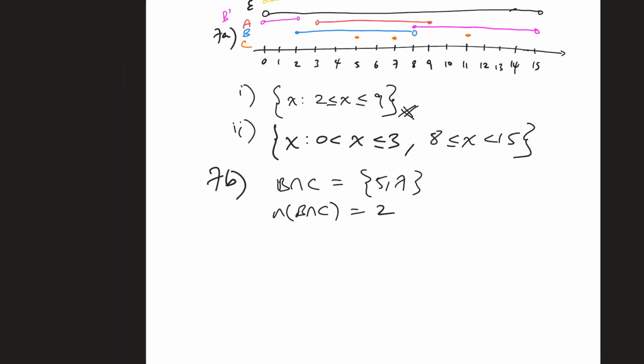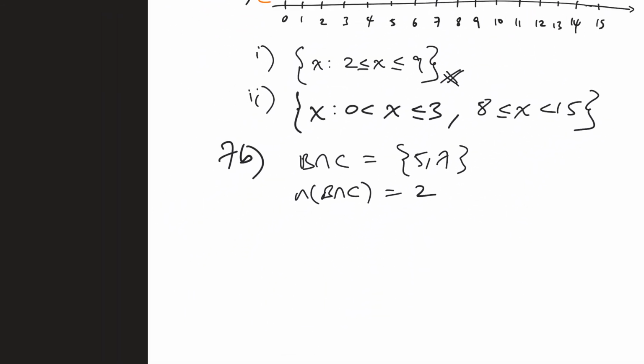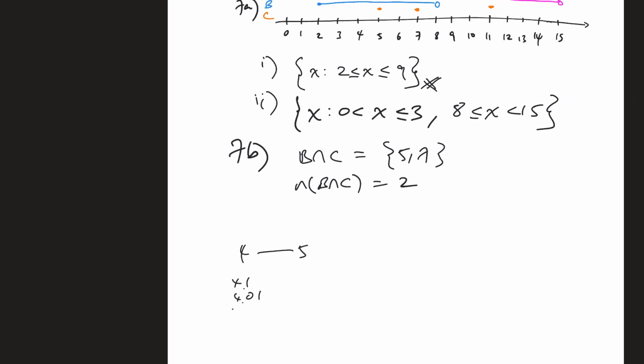And this is just bonus, okay? And if you're done with this question, you can move on. But I just want to say, how many numbers are between 4 and 5? You have 4.1, you have 4.01, and you have 4.0001, and they're all numbers. And so there are actually infinity numbers between 4 and 5.